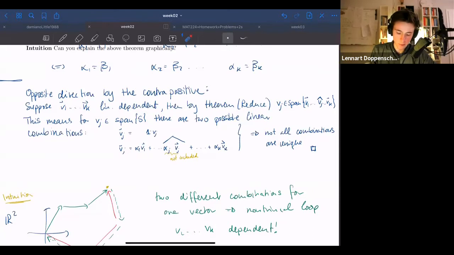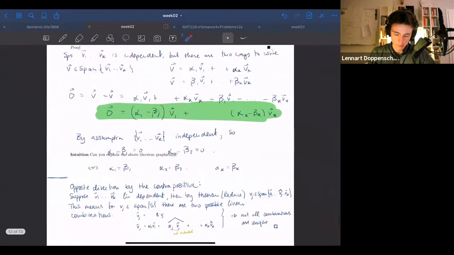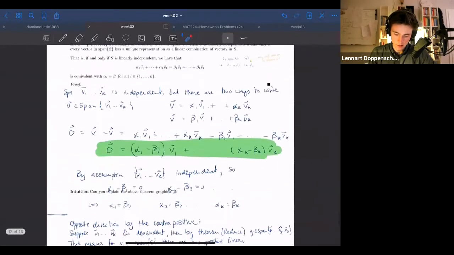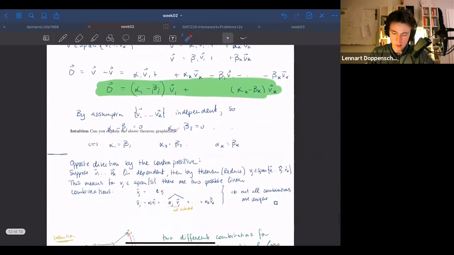But this means we have found a vector, just a single one, that has two combinations in the span. And this is enough to show that the opposite of the second statement is true. So this concludes the other direction.